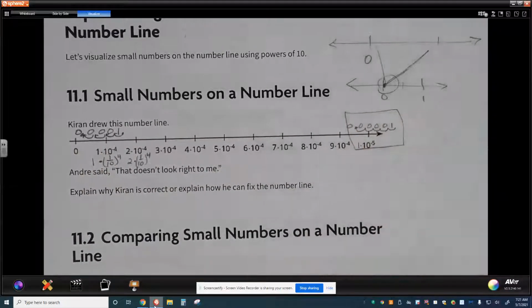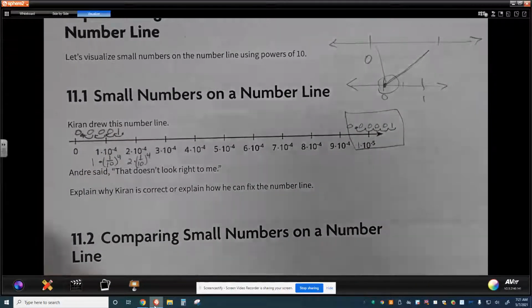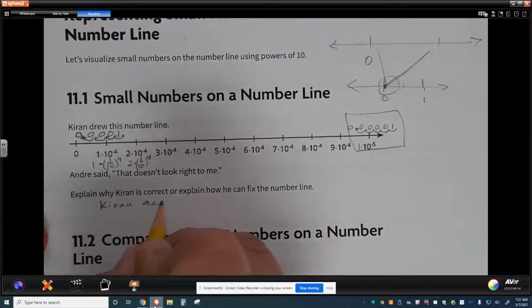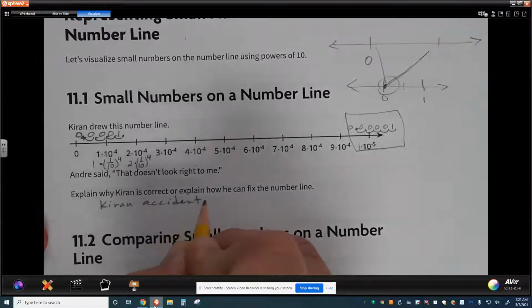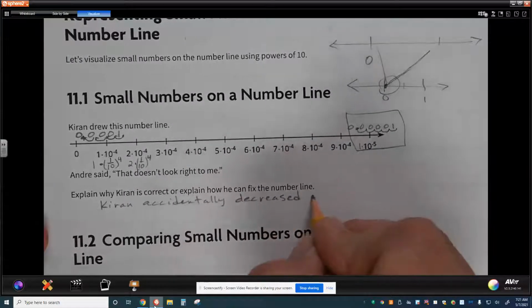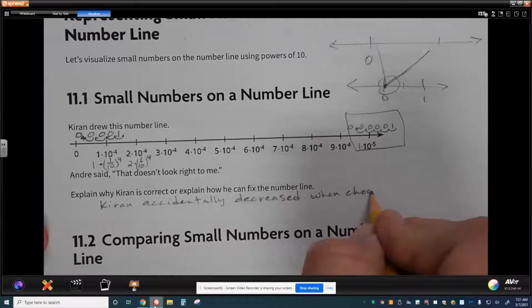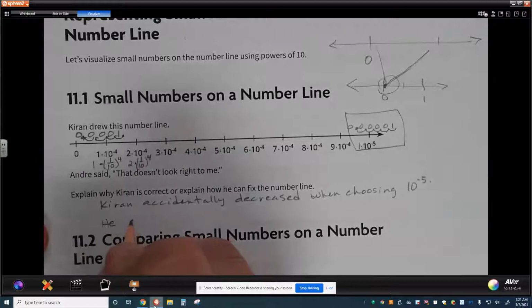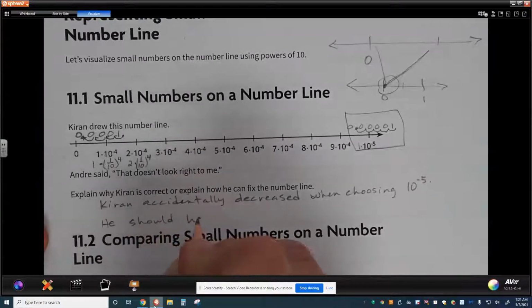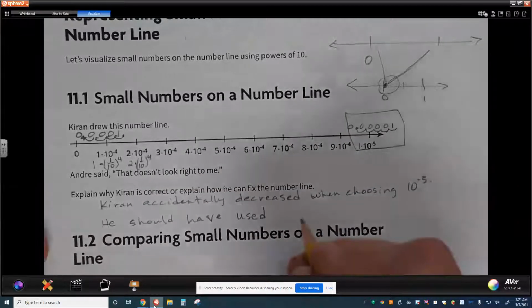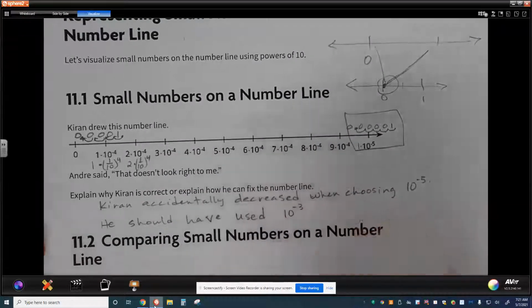Karen's mistake is with the number that he went to next. Karen accidentally decreased when choosing 10 to the negative fifth. He should have used, hopefully you're already ahead of me, he should have used 10 to the negative third power.